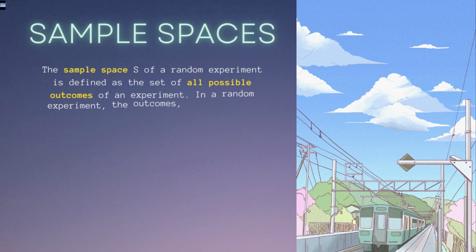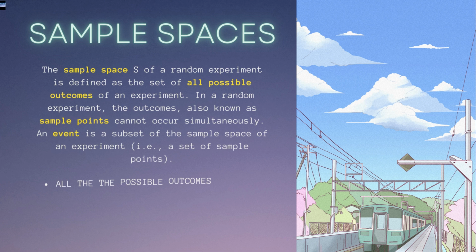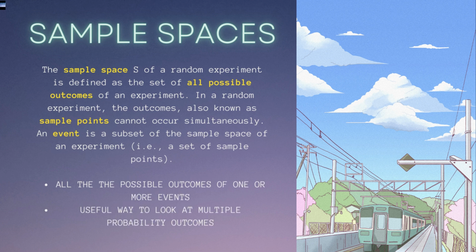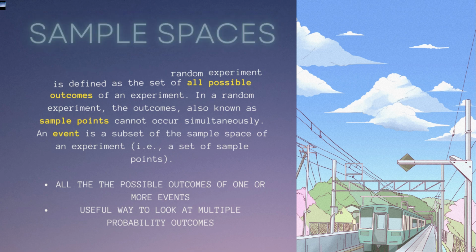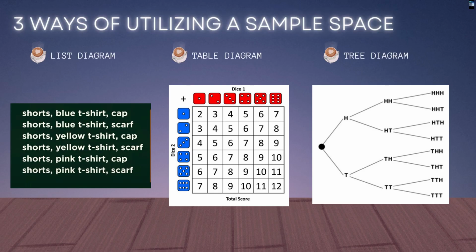Sample spaces. The sample space of a random experiment is defined as the set of all possible outcomes of an experiment. In a random experiment, the outcomes, also known as sample points, cannot occur simultaneously. An event is a subset of a sample space of an experiment, i.e., a set of sample points. It covers all the possible outcomes of one or more events, and is a useful way to look at multiple probability outcomes. Three ways of utilizing sample spaces: list diagram, table diagram, and tree diagram as shown below.